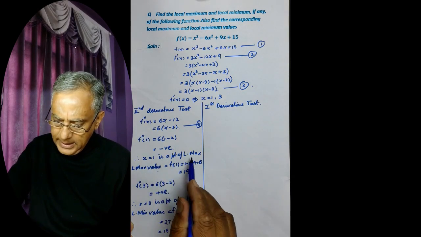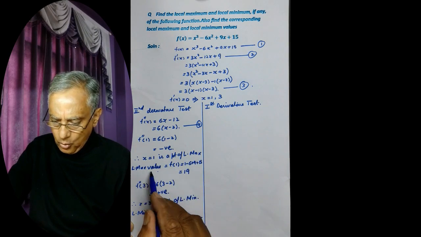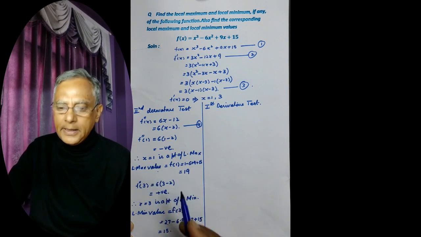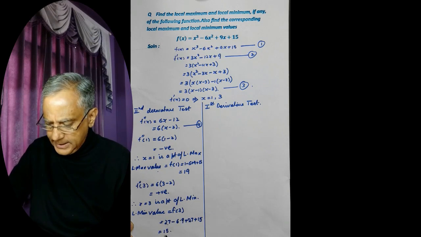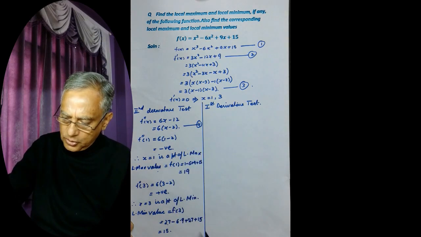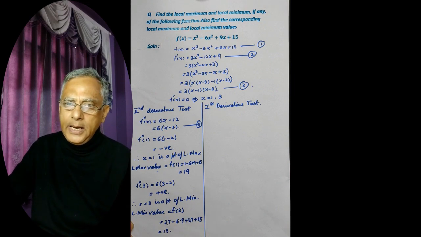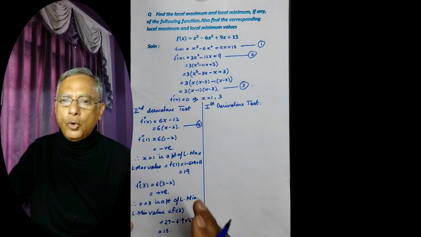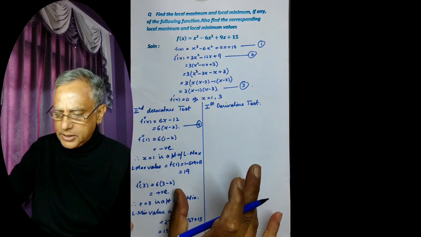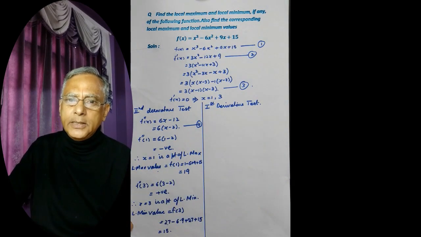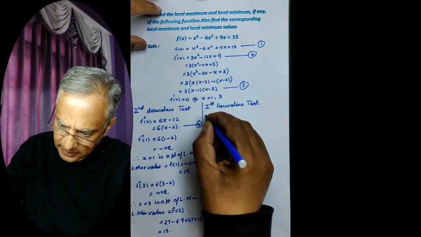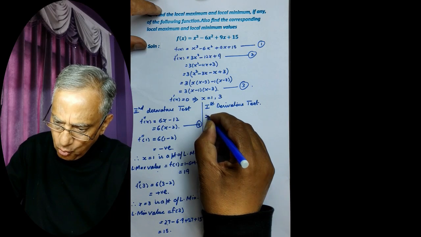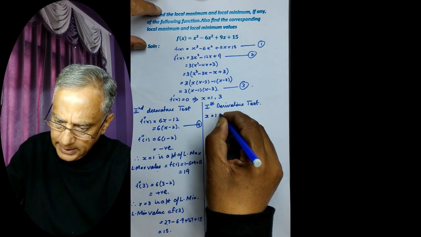Therefore, x equal to 1 is a point of local maximum, and the local maximum value at this point is 19. x equal to 3 is a point of local minimum, and the local minimum at this point is 15. Now I solve the same question using the first derivative test, so that you can compare both and decide which test you have to use in which situation. So first derivative test. Now consider the point x equal to 1.